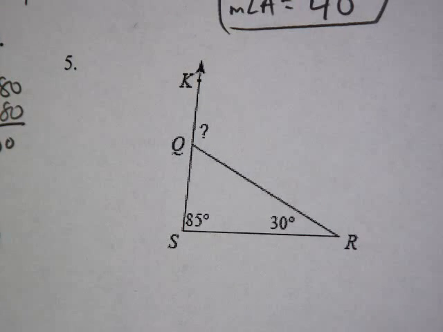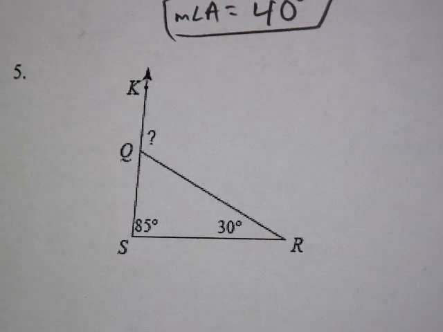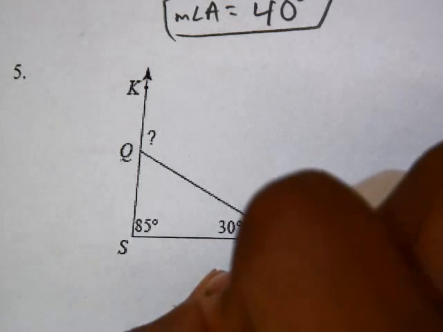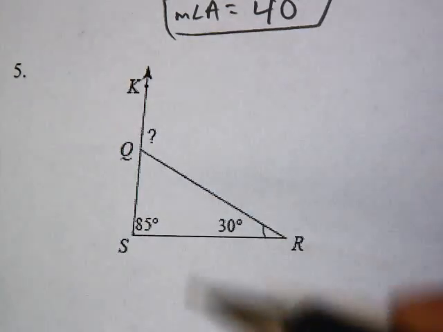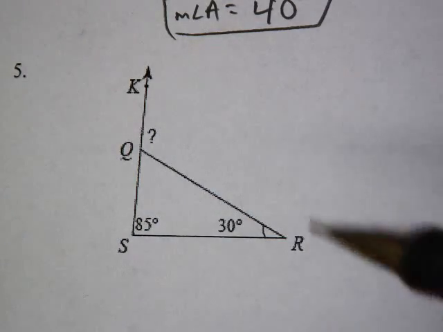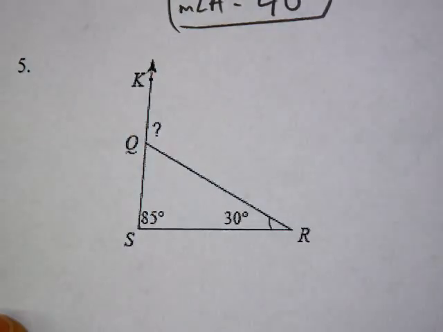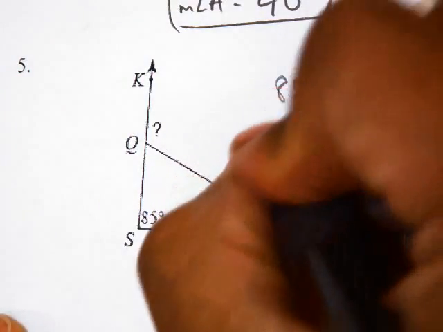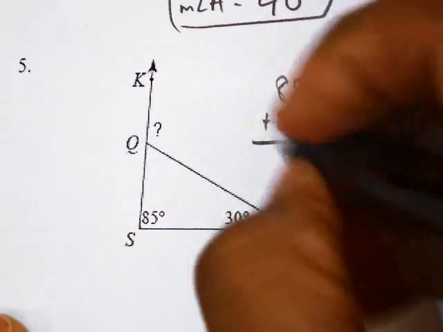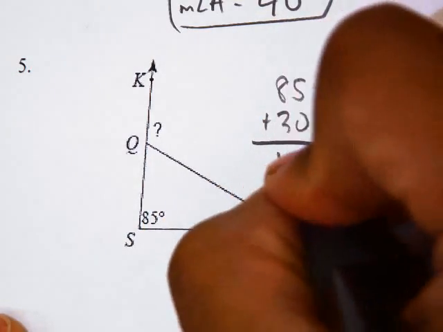In number 5, I can do it in a couple ways. The shortest way is to, again, remember that the interior angles add up to equal the exterior angles. Sorry, the remote interior angles here would add up to equal that exterior angle. So 85 plus 30 is 115.